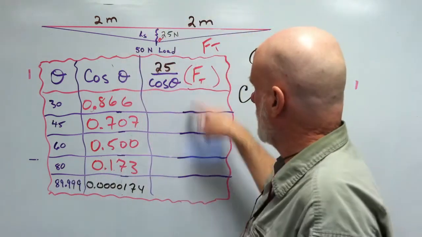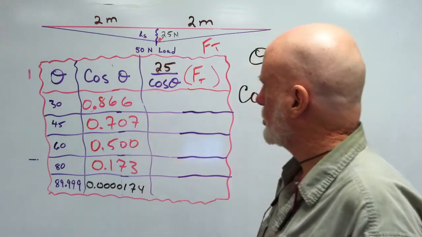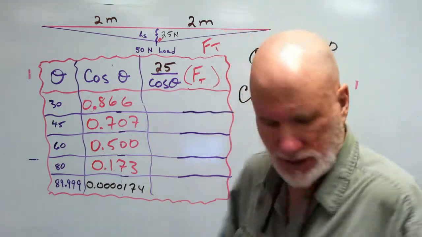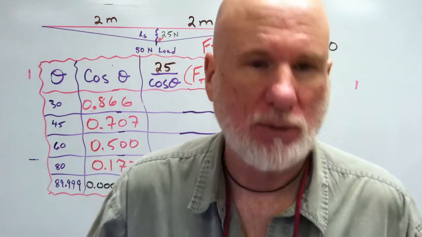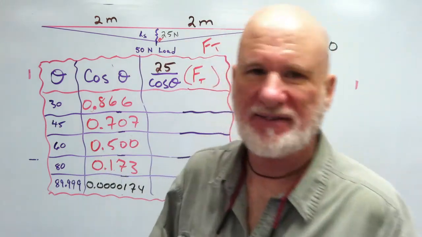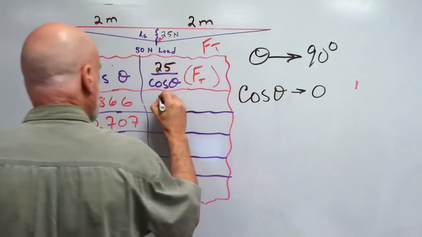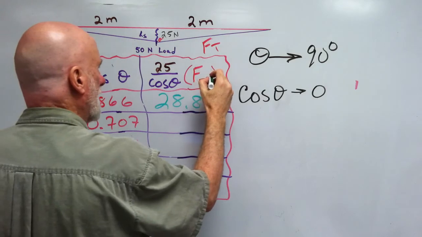Now let's do this: 25 divided by each of these. What's 25 divided by 0.866? Let's use a color, we'll use green. 28.8. And this is newtons, right? Yes.